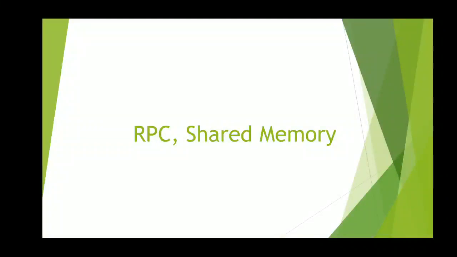Good morning all. Today we are going to learn about two types of interprocess communication techniques, RPC and shared memory. This RPC or remote procedure call is used for communicating between two processes working in a different system. Here one process will send a subroutine to another process, and that process will execute that subroutine and send back the result to the original process.